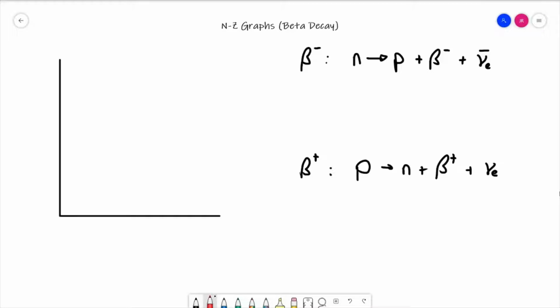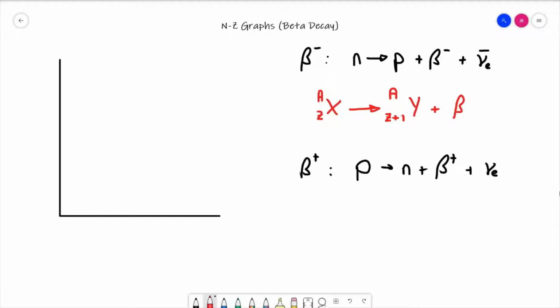From the nuclear notation point of view, we have A, Z, X. Now remember that because we're losing a neutron but gaining a proton, our nucleon number stays exactly the same. But the gain of a proton is going to cause our proton number to increase by 1, and that will cause a different element as well.